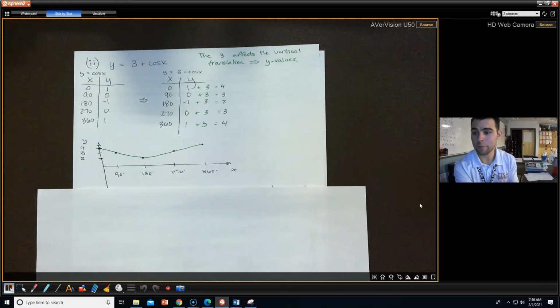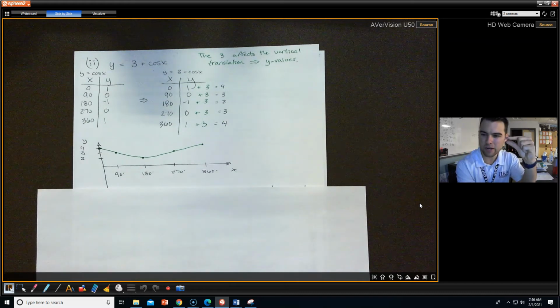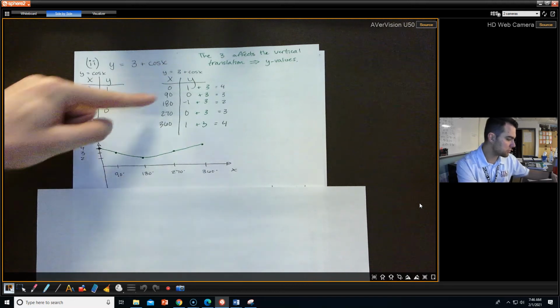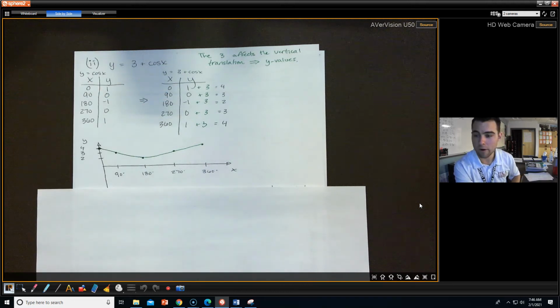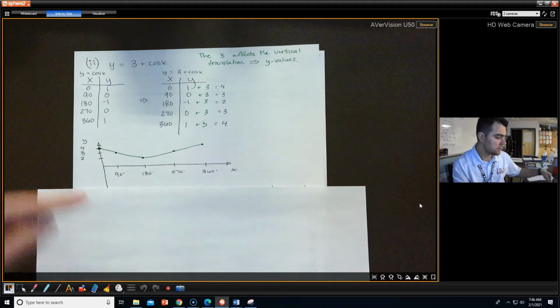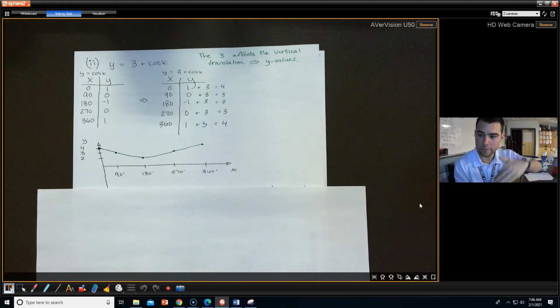It looks kind of weird, I'm aware, but I had to scrunch it up a little bit because now we're just going between 2 and 4, not negative 1 and 1 like before. Okay? That's the only reason mine looks like that, but it's still doing that sine, cosine-like pattern.